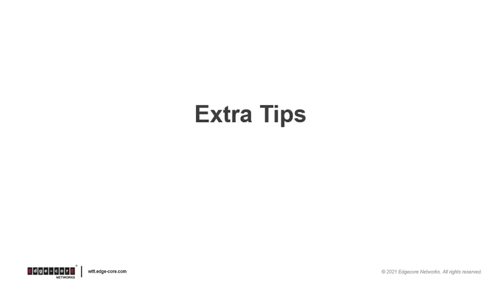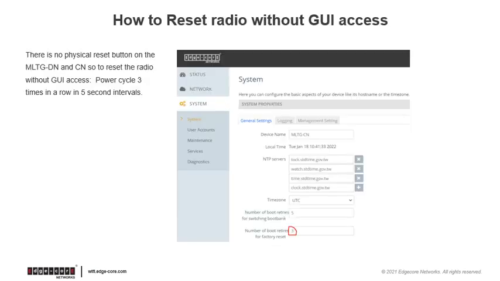Okay, so I'm going to give you a couple other little quick extra tips. One of the things on the DN and CN, you'll see there's no physical reset button on these. So how do you reset the radio? If you go into System, you'll see it says number of boot retries for factory reset. That's 3 by default. So what you do is power cycle the radio in like 5-second intervals 3 times to initiate a factory reset. That's how you would do that, on the CN or the DN.